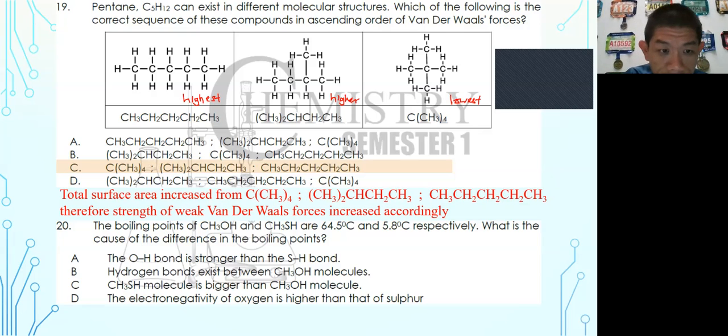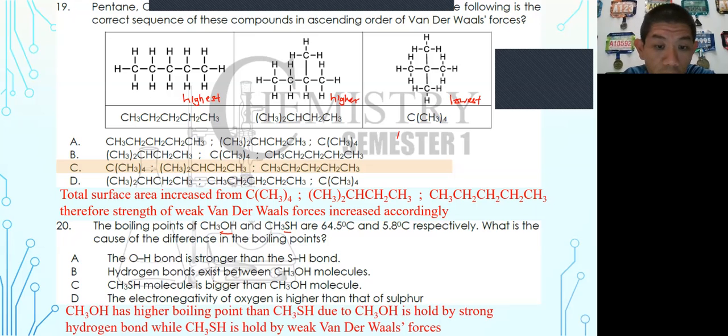Then we go for question number 20. Boiling point of the methanol, CH3OH, and CH3SH are 64.5 and 5.8 respectively. What caused the difference between this boiling point now? Both of these, O and S, are actually group 16 elements, so they are expected to have the same structure. But in here, because you have OH, which can form hydrogen bond very easily, that is why you can have the higher boiling point. So the best answer in here will be B.